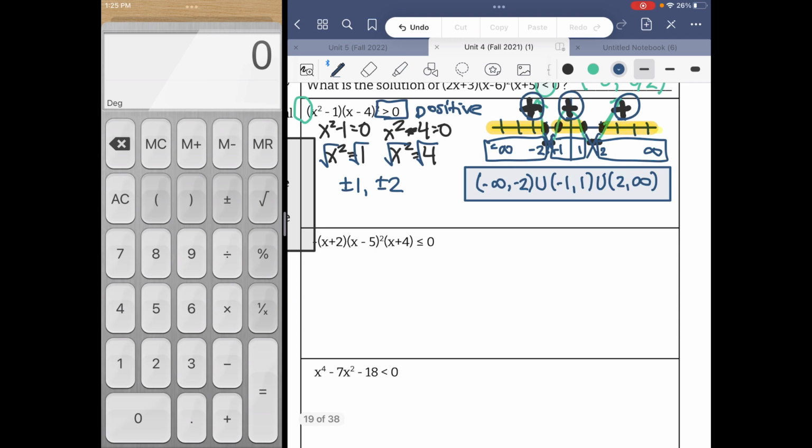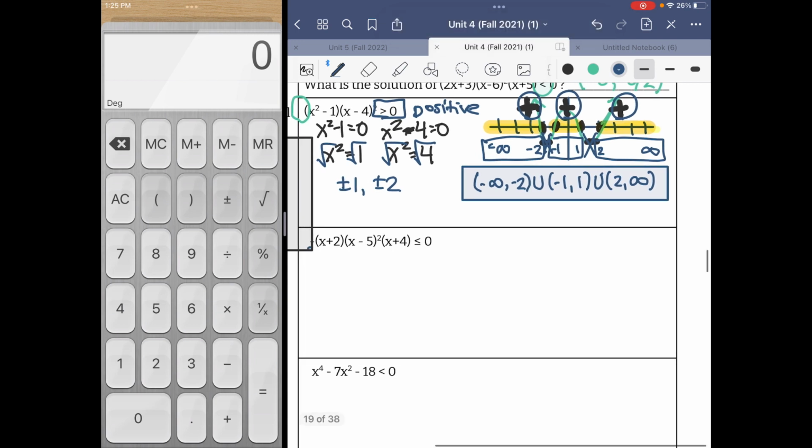Okay, third one. There is a negative in front of this one right here. I'm going to point that out now because it looks like I kind of covered it up. My zeros are going to be negative 2, 5, which is a double, and negative 4. So I'm going to go ahead and draw my graph.